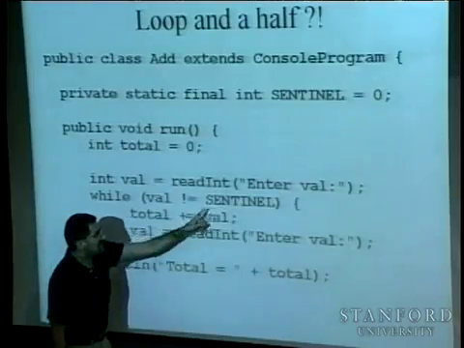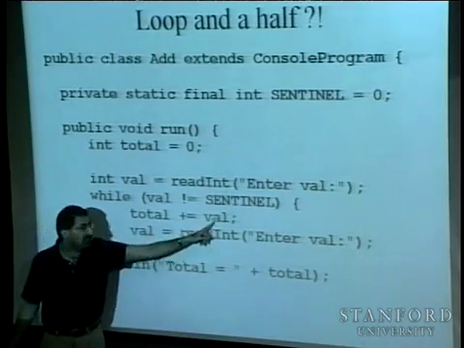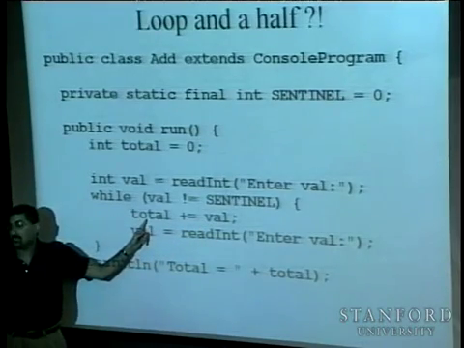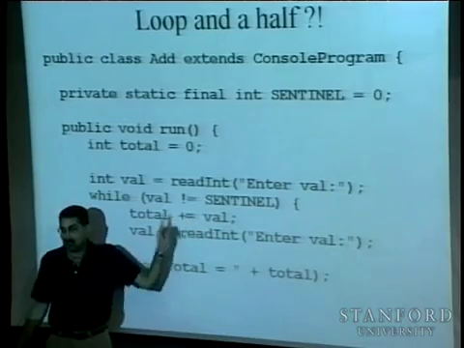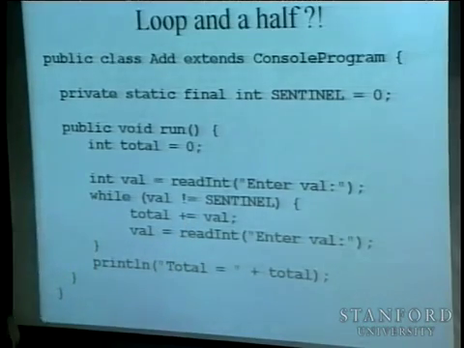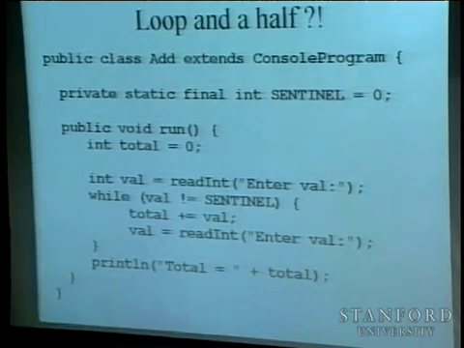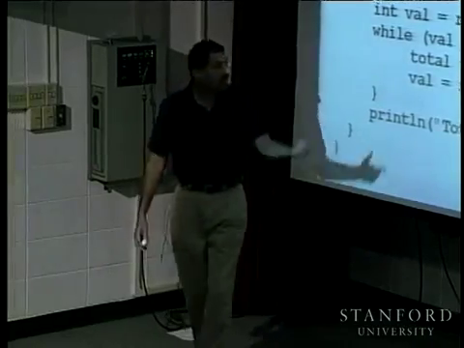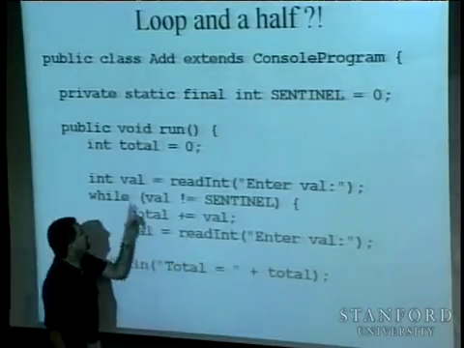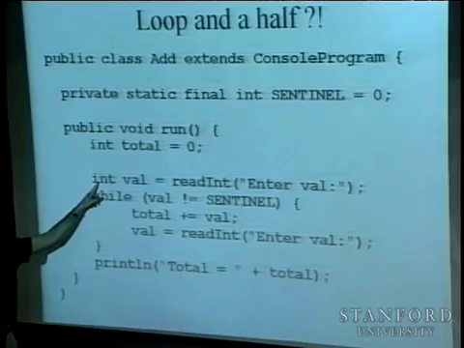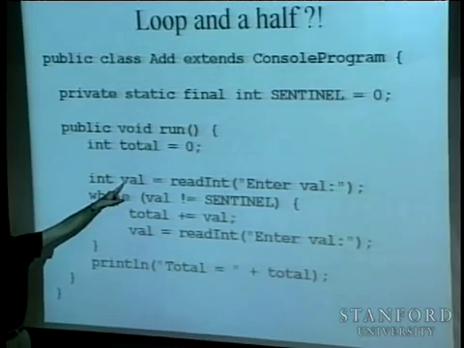If I haven't seen that sentinel yet, then take the value you just gave me and add it to my total and store it back into total using the little plus equals shorthand you saw last time, okay? Then what I need to do after I've done this is ask you for a value again. So I say value equals readInt. Notice I already declared the value up here, right? I already declared this variable up here.